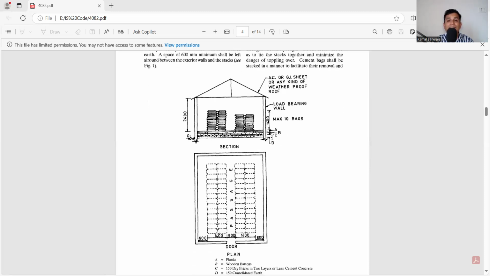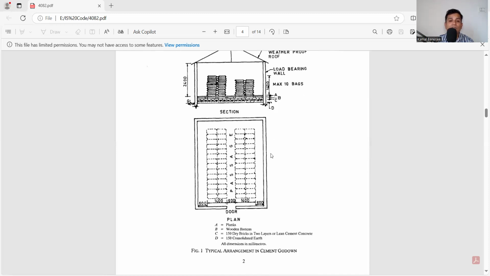See, here it is showing D, C, B, A. Let's see what D, C, B and A are. D is 150 mm of consolidated earth. Then C is 150 mm of dry bricks in two layers or lean cement concrete. So dry bricks or PCC in C. Then B is a wooden batten, and A is a wooden plank.